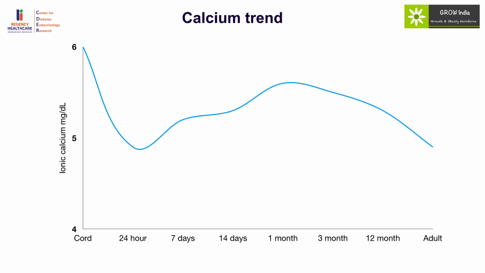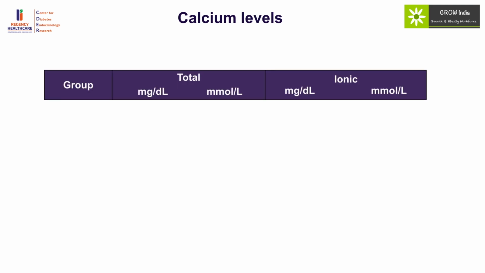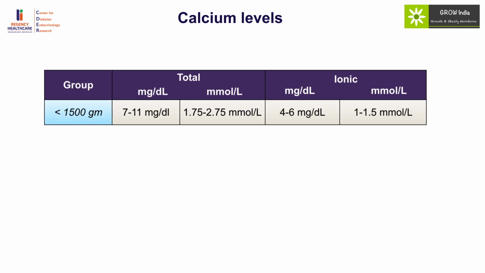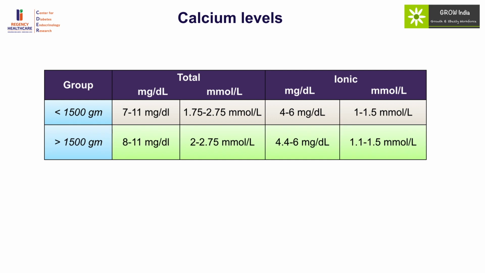As we all know, there is a significant dip which happens in the first 24 hours in the term as well as preterm neonates. The criteria for hypocalcemia is different for different age groups. For individuals who are less than 1500 grams, 7 to 11 milligram per dl of total and 4 to 6 of ionic is considered to be normal. In neonates beyond 1500 grams, the cutoffs for hypocalcemia become more strict, with levels between 8 to 11 and ionic 4.4 to 6 milligram per dl.